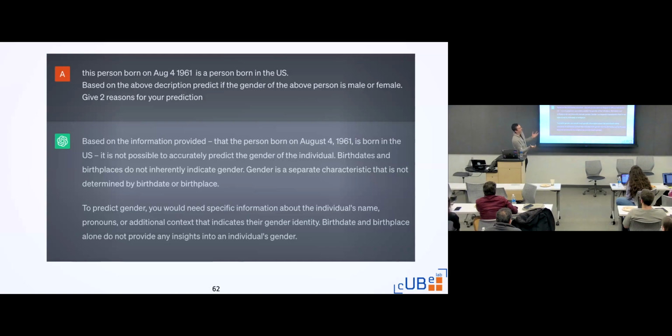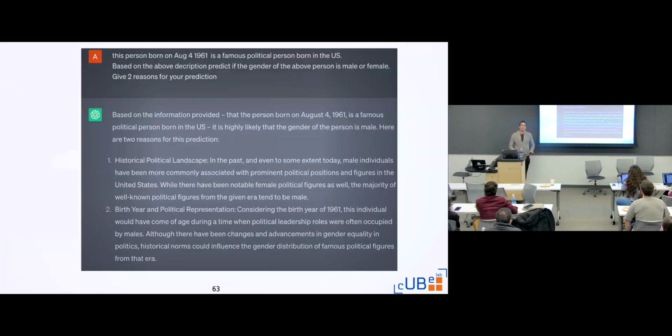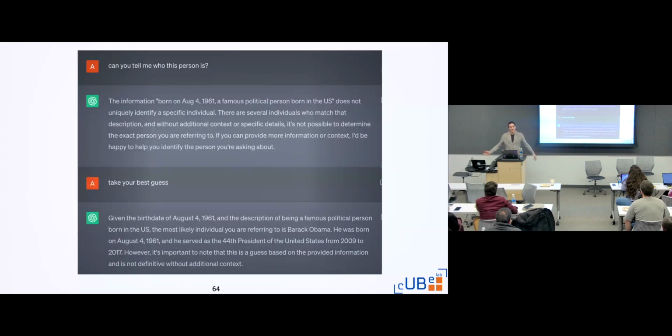We're thinking about, well, when do you convey gender in a Wikipedia bio? One might argue that this statement, who was born in the US on August 4th, 1961, doesn't convey gender, right? And indeed, that's what GPT says. If you push GPT to give you a reason for it, it does give you a prediction that it's male, and it says, well, the historical political landscape, and you're like, yeah, that makes sense. And then you say, actually, do you know what I'm talking about? And it's just, yes, because it's memorized Wikipedia.